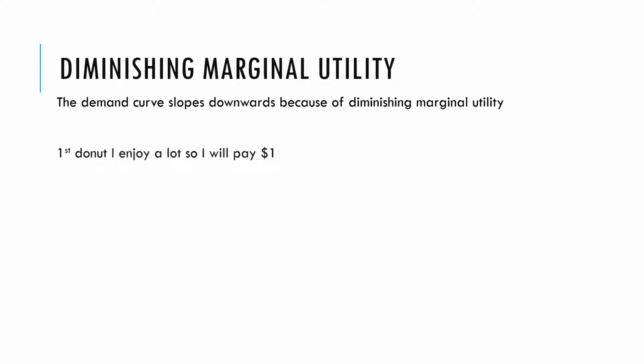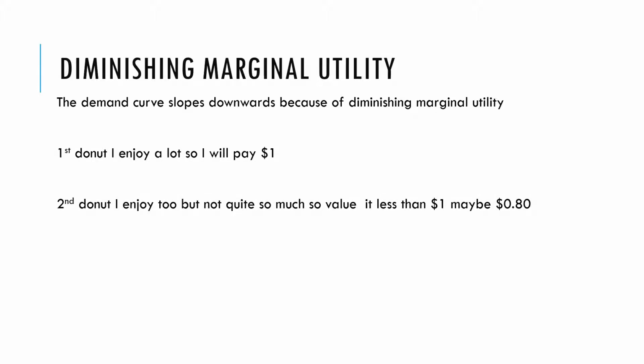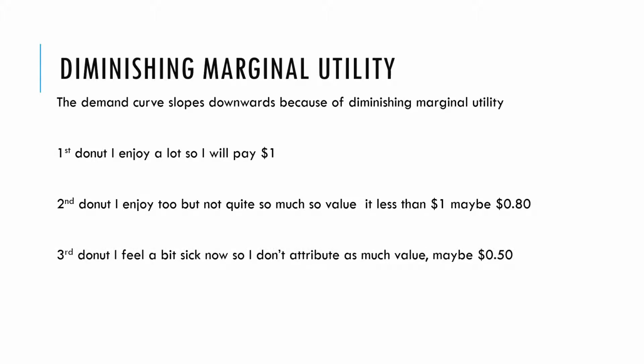And here's an example. The first donut I eat, I enjoy a lot, so I'm willing to pay $1. It gives me $1 worth of enjoyment. The second donut I eat, I enjoy that as well, but maybe not quite so much as the first one, so I value it less than $1, maybe 80 cents. By the time I've eaten my third donut, I feel a bit sick, and I don't attribute as much value to it, maybe only 50 cents.